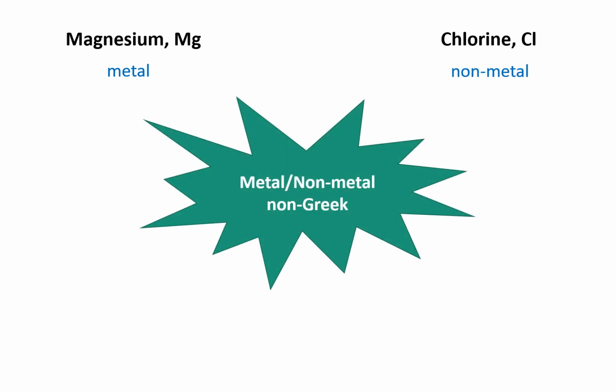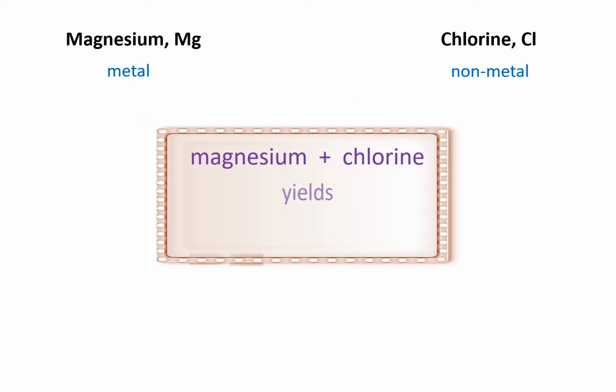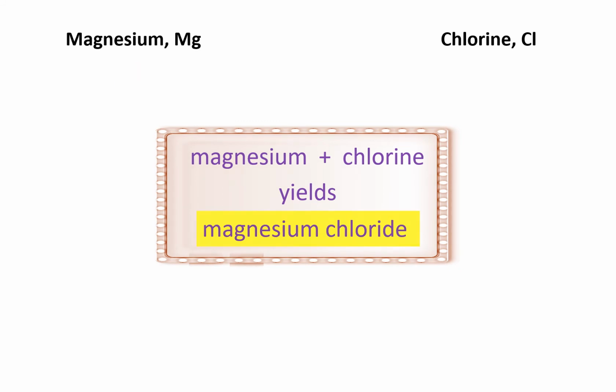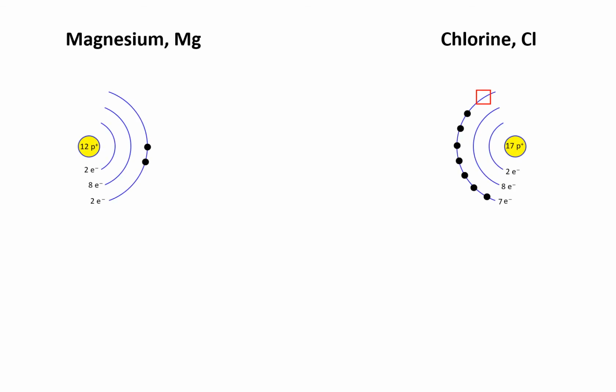Let's go through the same steps for magnesium and chlorine. Magnesium is a metal, and chlorine is a nonmetal. Following the metal-nonmetal non-Greek rule, we determine that the name of the compound formed from the reaction of these two elements is magnesium chloride. Now we work out the formula. We draw the simplified atomic model for both elements. Magnesium in group 2 has 2 valence electrons, and chlorine in group 7 has 7 valence electrons.